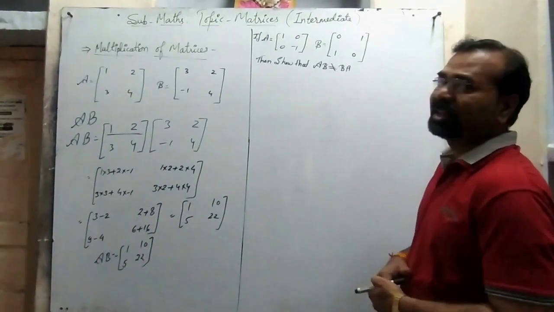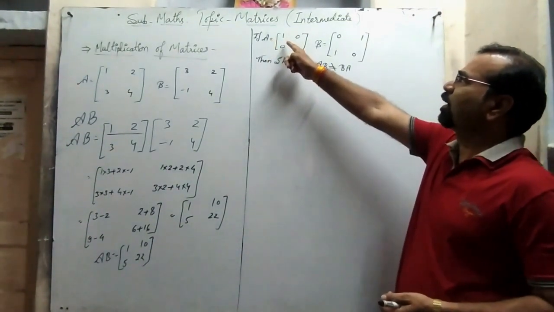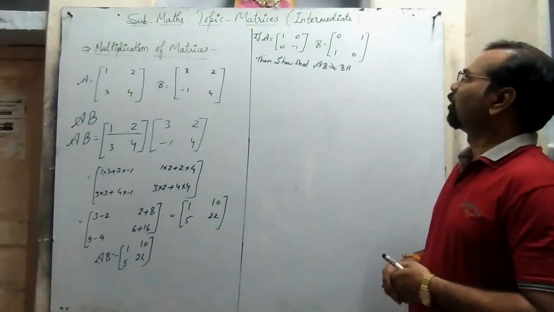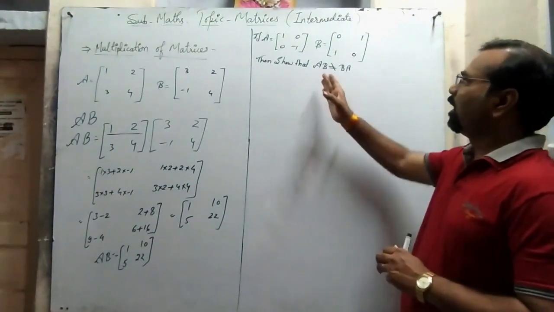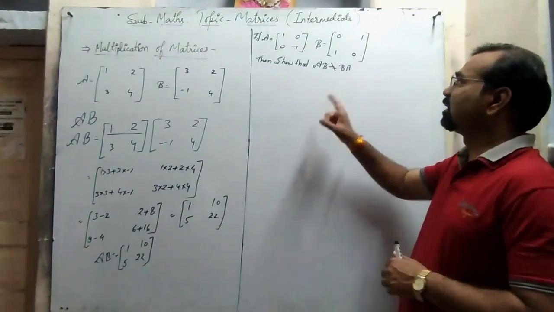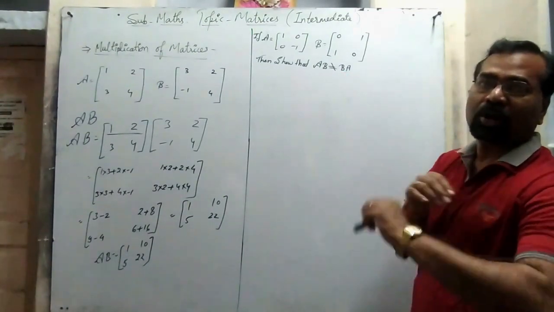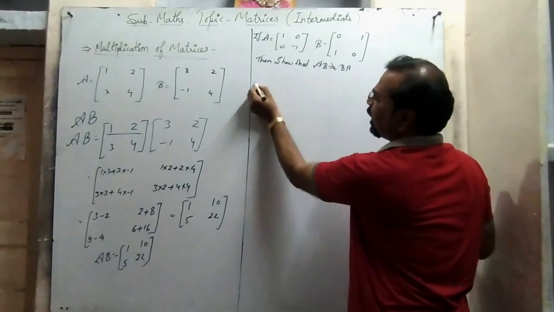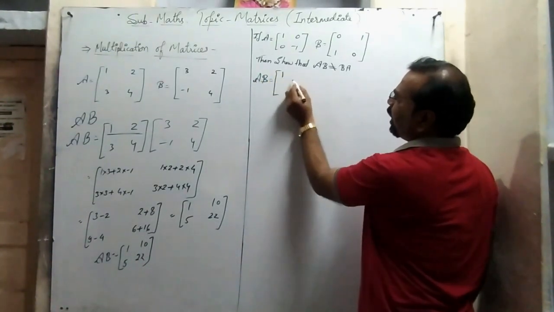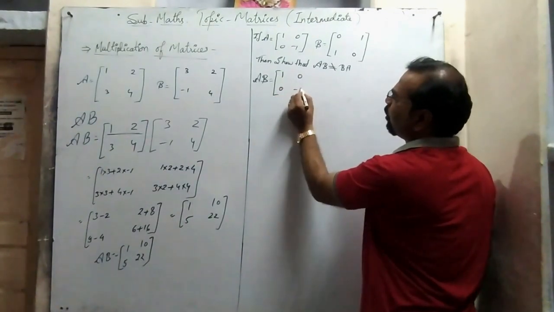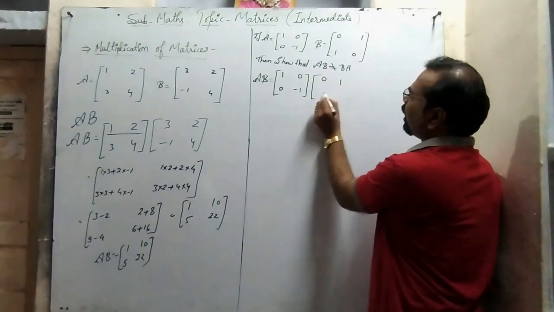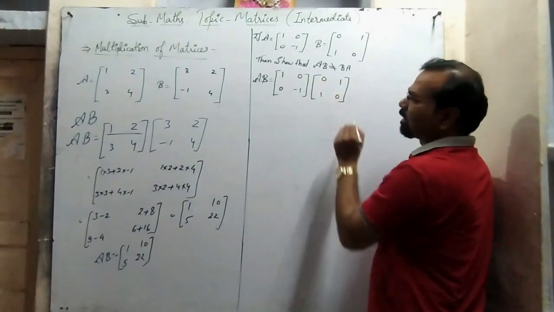Okay students, now the second question. If matrix A is equal to 1, 0, 0, minus 1 and B is equal to 0, 1, 1, 0, then we have to show that AB is not equal to BA. AB, the multiplication of matrices, is not equal to BA. First you find the value of AB. You write the value of A, 1, 0, 0, minus 1, and the value of B, 0, 1, 1, 0. That is the value of AB.